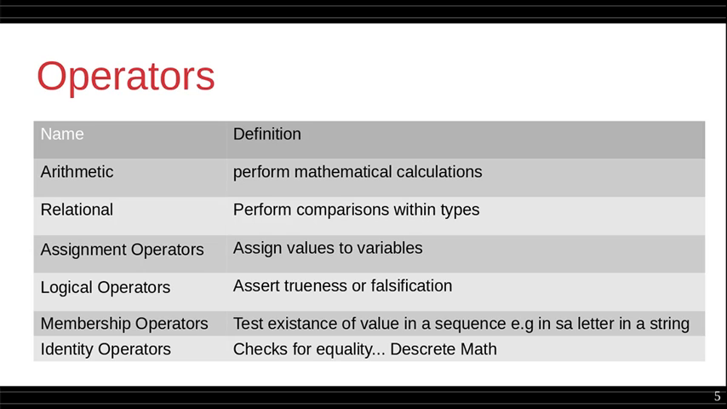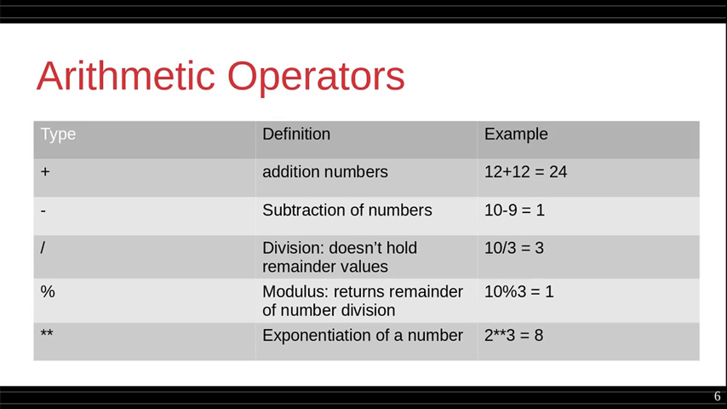Then identity operators check for equality. You can reference your discrete math if you've done it, but if not, it's still okay. We're just checking for equality between the left end and the right end of the value. So first we're going to be looking at the arithmetic operators, what they are, the examples.